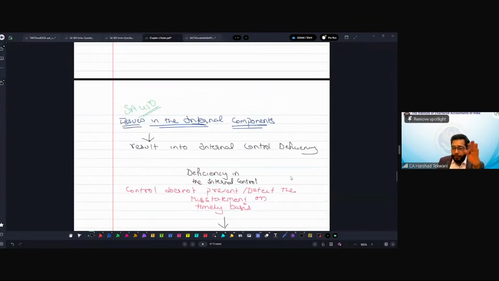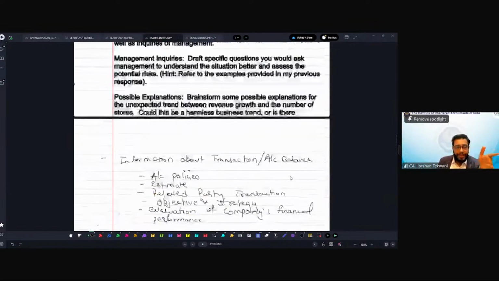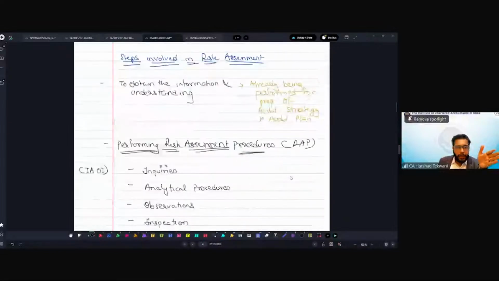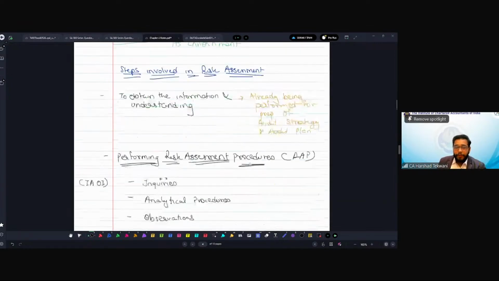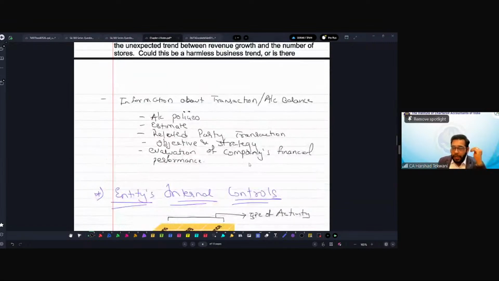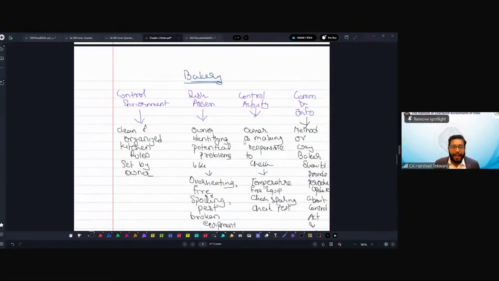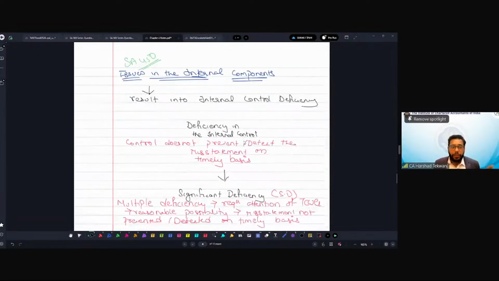And if no doubt, this whole together is your SA 315, identifying and assessing the risks of material misstatement. We identified and assessed the risk of material misstatement at the transaction level and at the financial statement level. We even went ahead and understood the deficiencies with respect to the controls. That is what we are required to do as per SA 315. Any doubt till now? Any doubt?